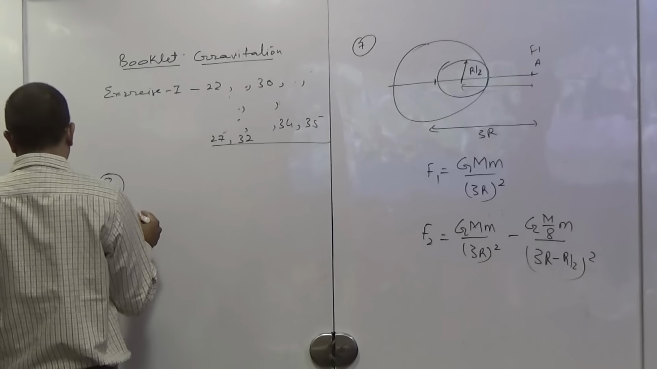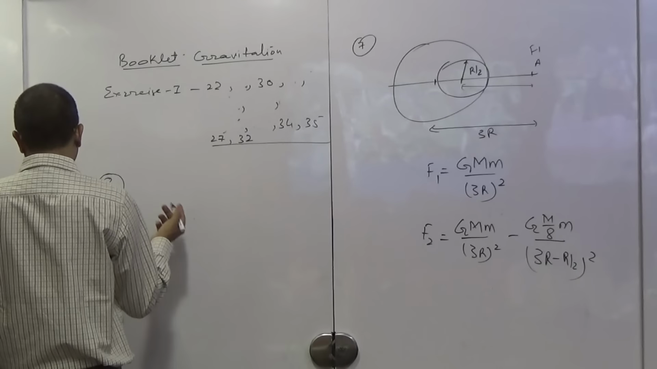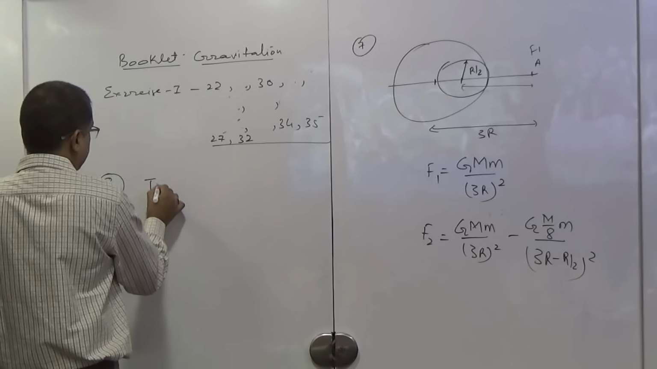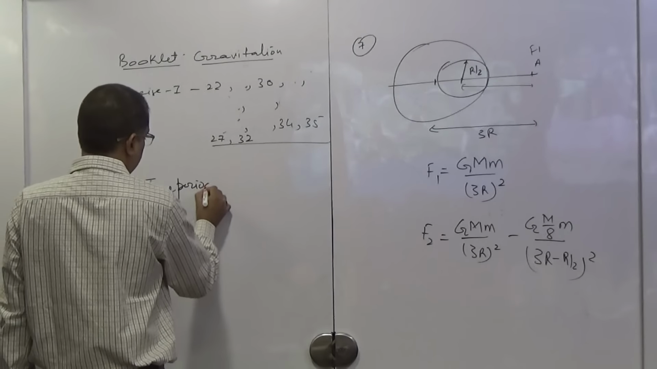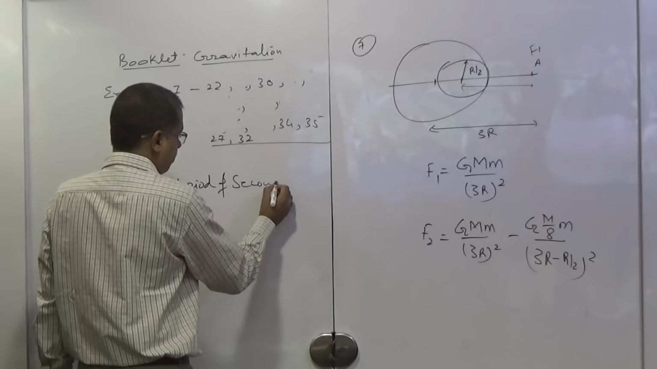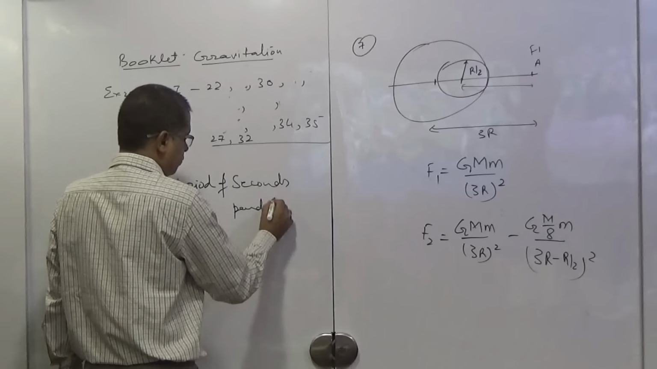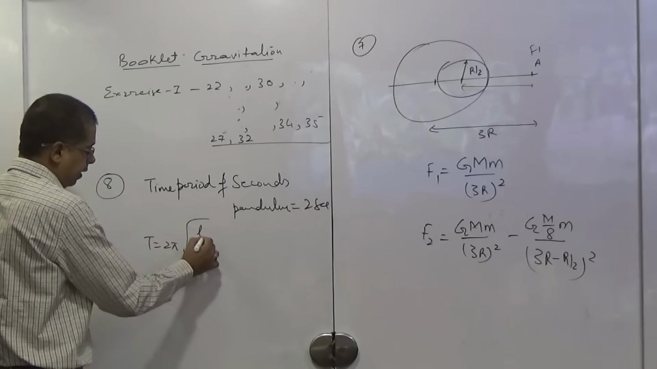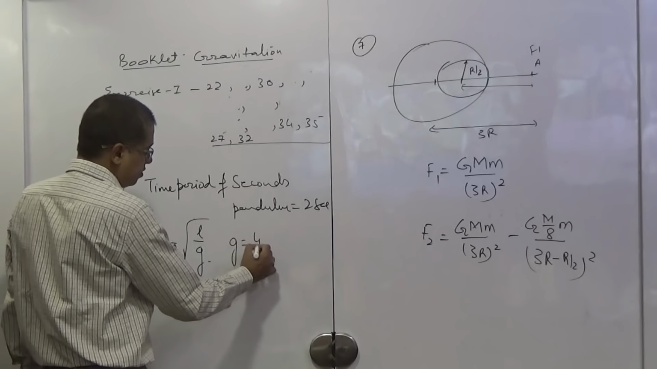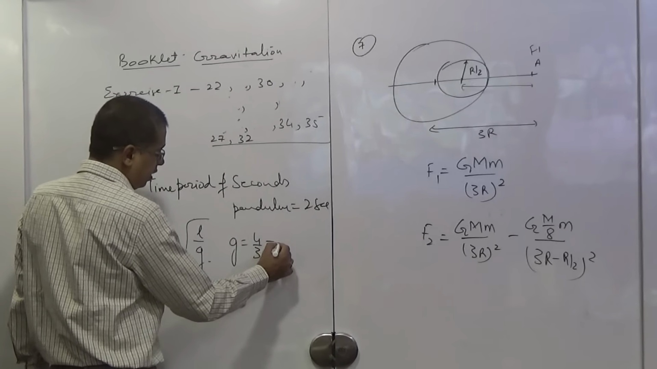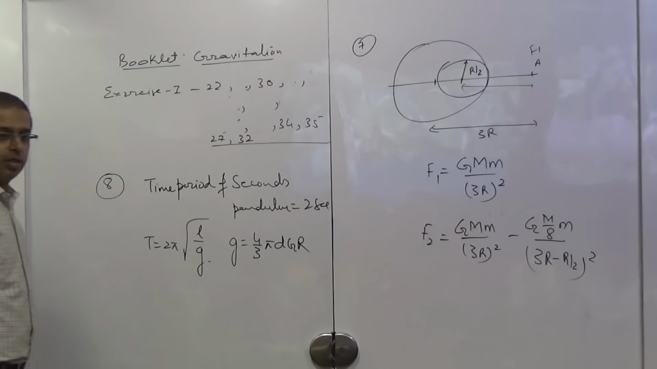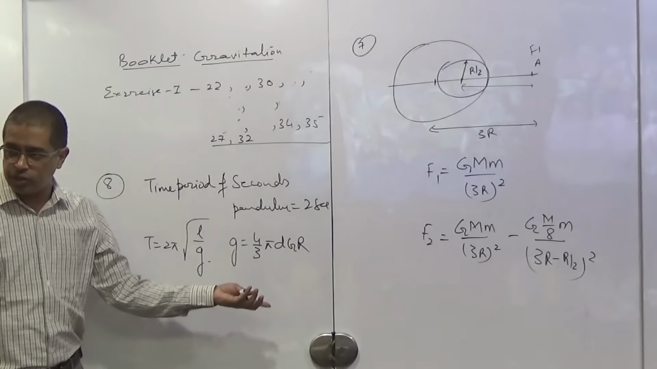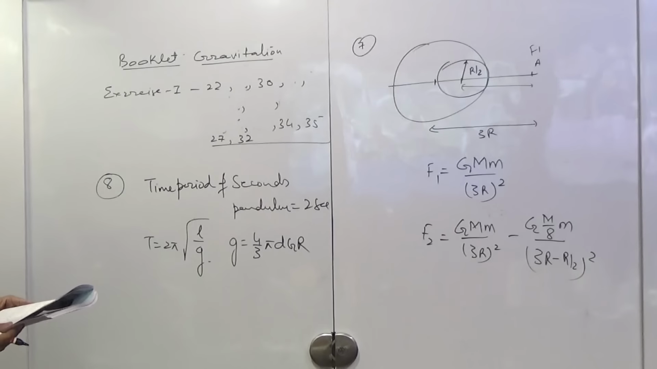The mass and diameter of a planet are twice that of Earth. What is the period of oscillation of a pendulum on this planet? If it is a seconds pendulum, the time period of a seconds pendulum is 2 seconds. Now you get the answer. T is 2 pi under root L by g, where g is equal to 4 by 3 pi dGr. Now for Earth and the planet, the radius and density ratio is given. Divide both, you get the answer.